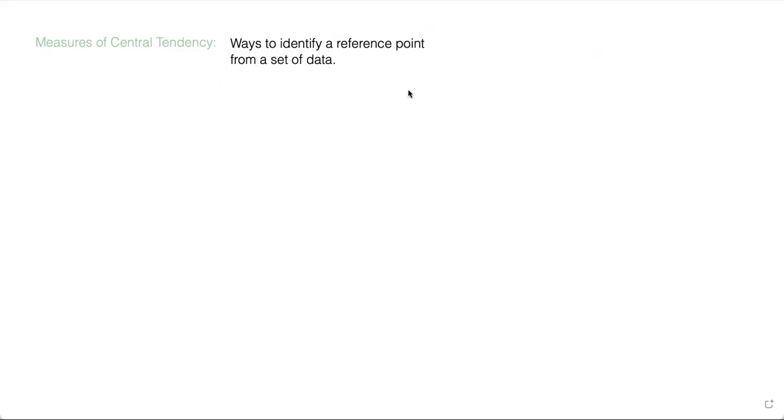Now let's get into the four types of central tendency, or more aptly phrased, the four ways of finding a central tendency. The first way we're going to go over is the range. The range is basically the difference between the highest and the lowest number in the set. So let's write that down.